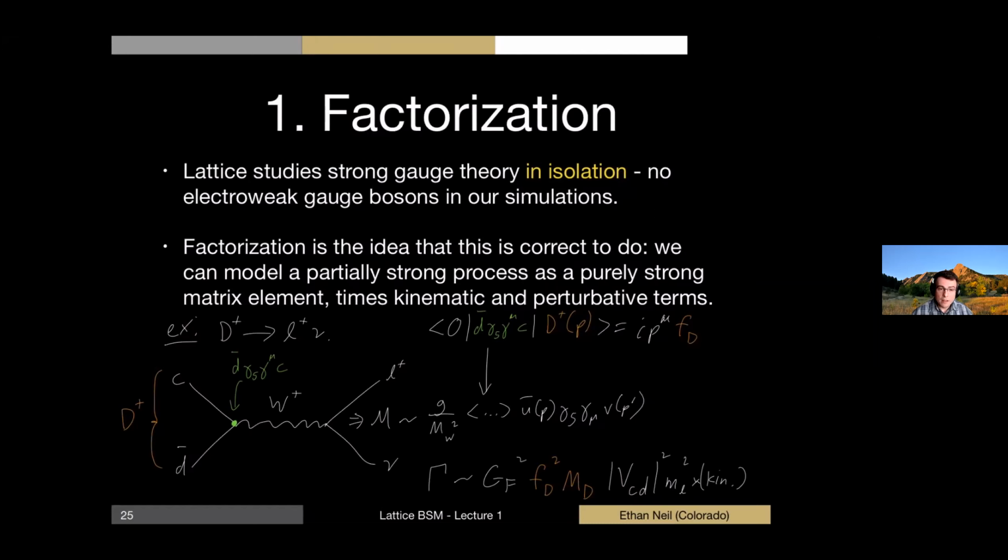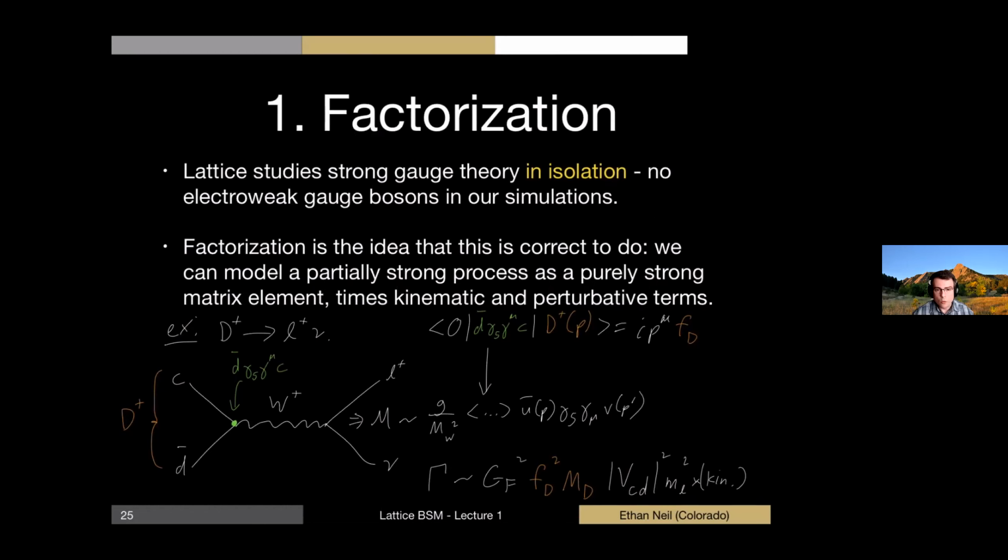And of course, you need electroweak physics as well as QCD in order to get these things to decay in the first place. So if you're a novice coming at this from the analytic side, you might wonder how you can get away with not having the electroweak theory in your simulation if you're studying electroweak processes. The key idea that lets us do this is factorization. Factorization is simply the idea that this is the right thing to do. We can turn off electroweak gauge interactions. We model the strong part of the interaction in isolation as a purely strong matrix element. And we can factorize the total amplitude into that matrix element times perturbation theory and kinematic terms.